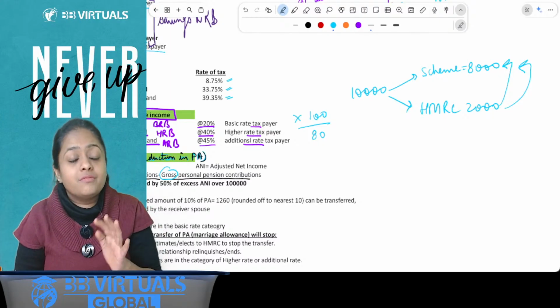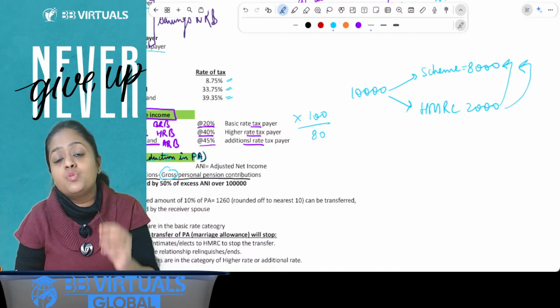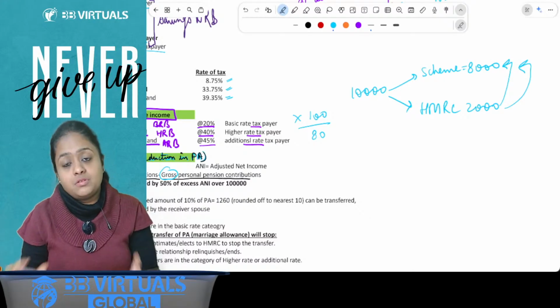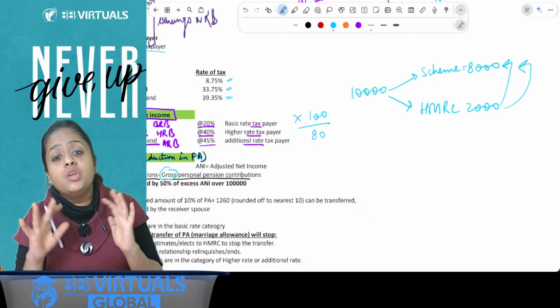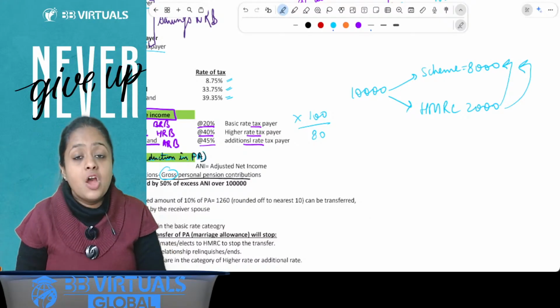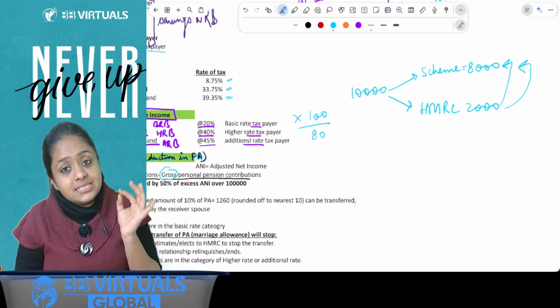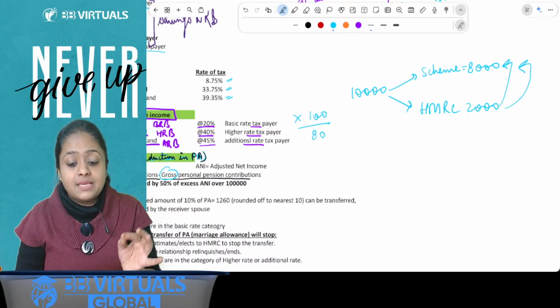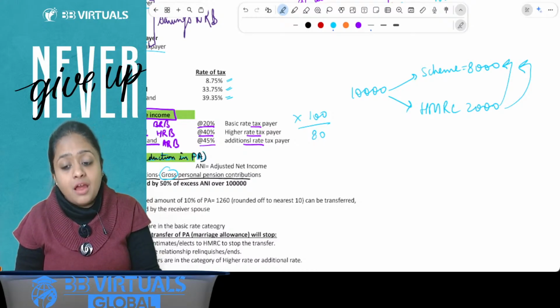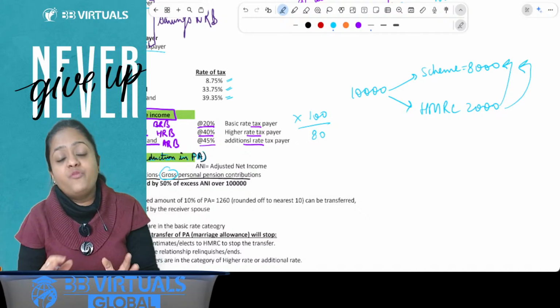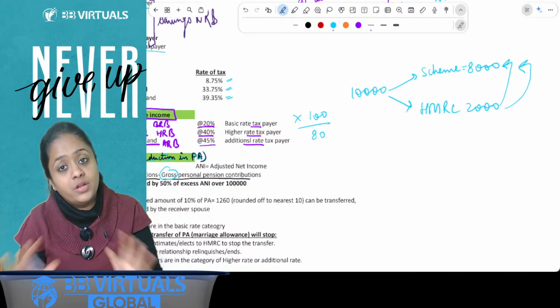So therefore, when the question is silent, we assume it to be gross. But if the question says it is the net amount, then you have to gross it up to reduce from the net income. How would you gross it up? Simply multiply by 100 by 80. It is a set format that 20% will go to HMRC and 80% will go to the scheme. So there is no change here. Set format of 100 by 80 you will do.